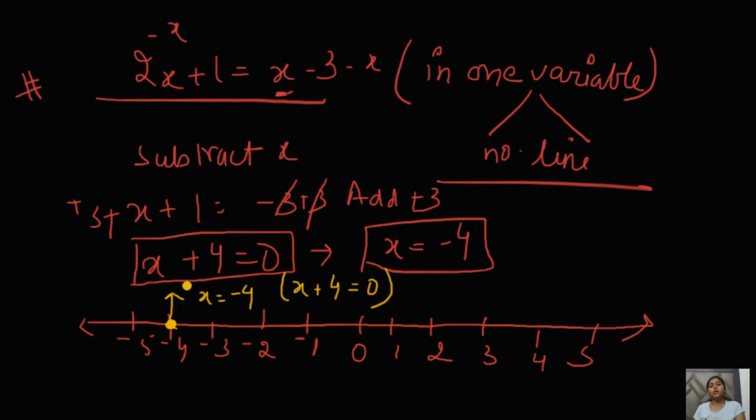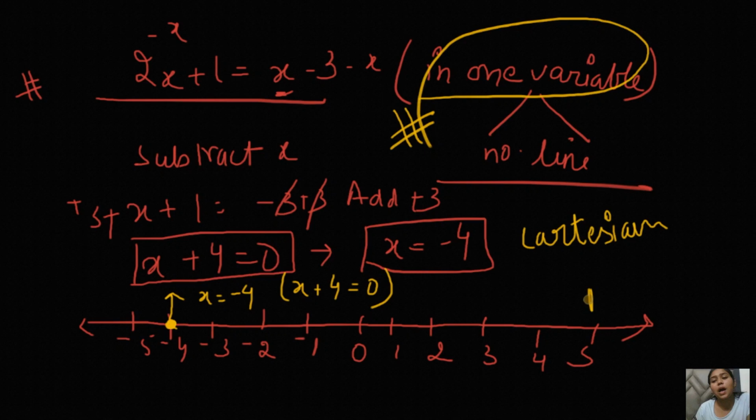So this is what we can explain by plotting on the number line, and this number line generally exists in the one variable case only. It cannot exist in the two variable case, because in the case of two variables we have to draw a Cartesian plane, since two variables are involved. That is why we have to use both the x and y axis in that case, right?